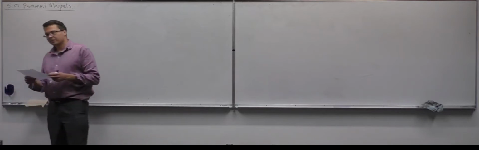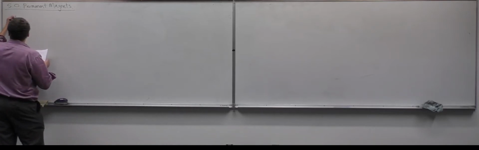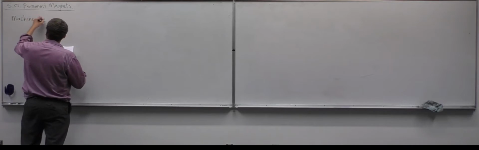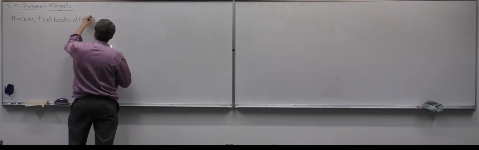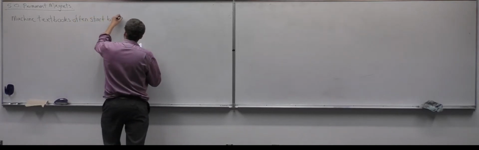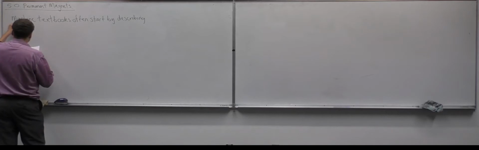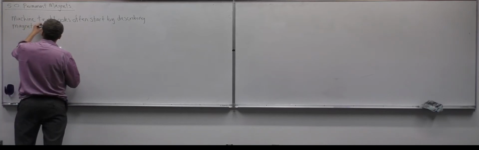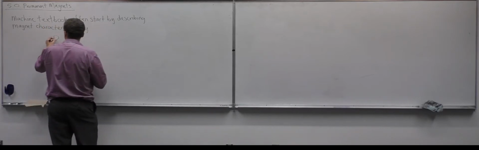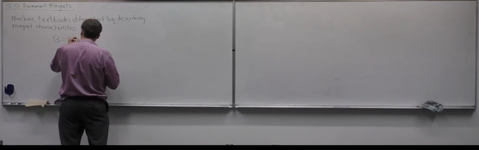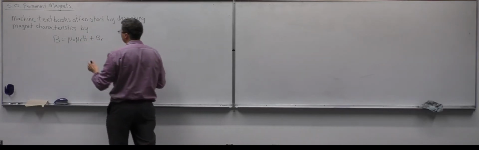So if you look at the textbooks on machines, machine textbooks often start by describing magnet characteristics by B is equal to mu naught mu r H plus BR. And this assumes a linear relationship.